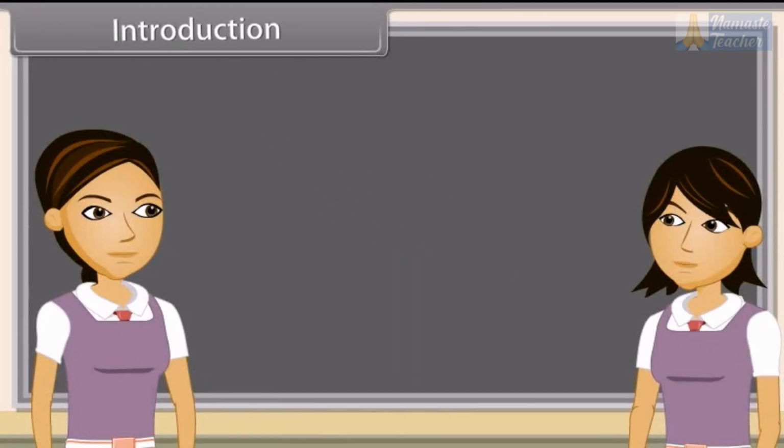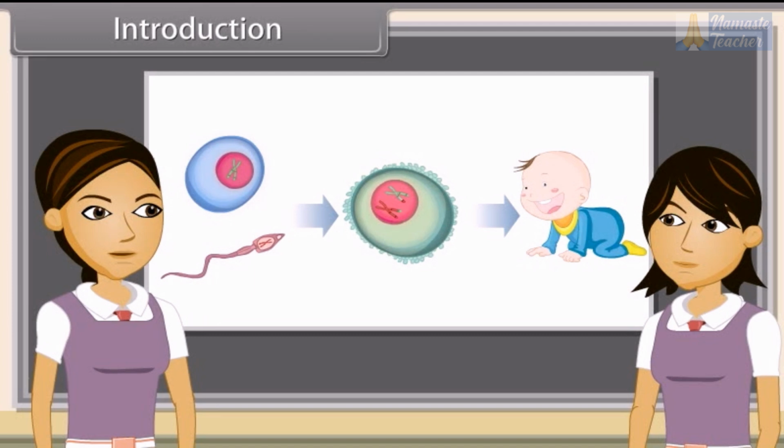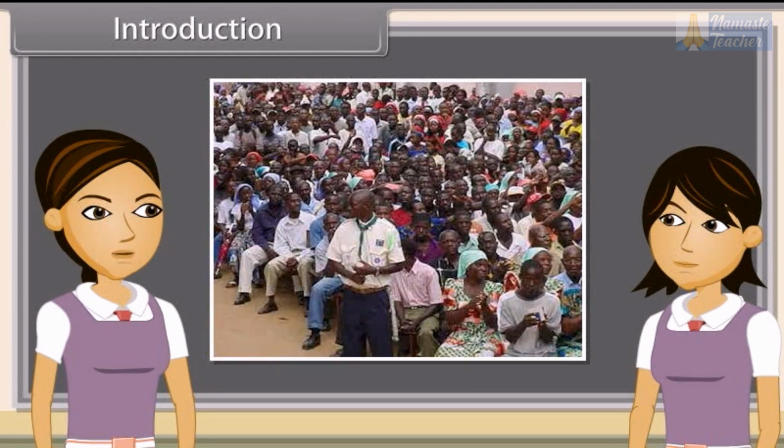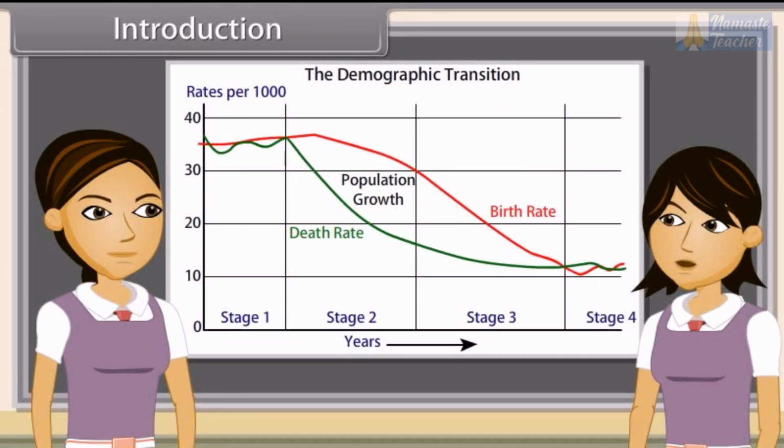Introduction. As we have already discussed, reproduction is the ability of all organisms to produce young ones similar to themselves in most characters. Yes, and for the process of reproduction, we have to make sexual contact. But if we do this without any protection, then many diseases are spread from the infected partner. Due to rapid growth in population, we observe population explosion. Yes, it is mainly due to rapid decline in death rate and increase in lifespan.